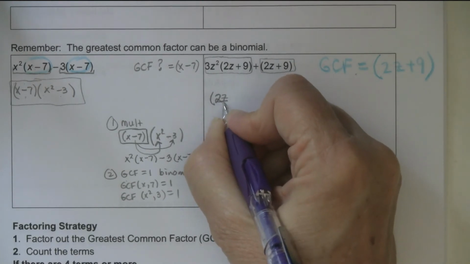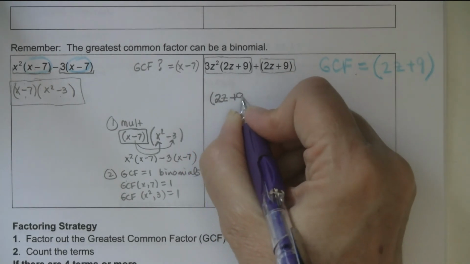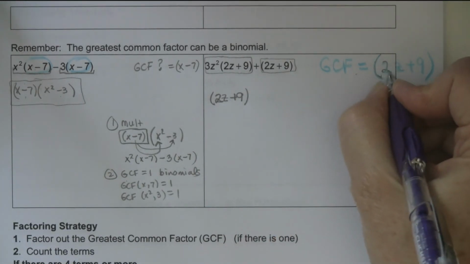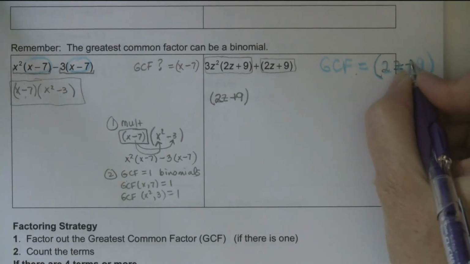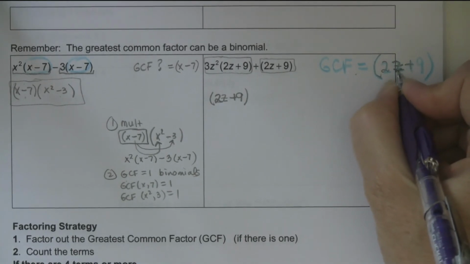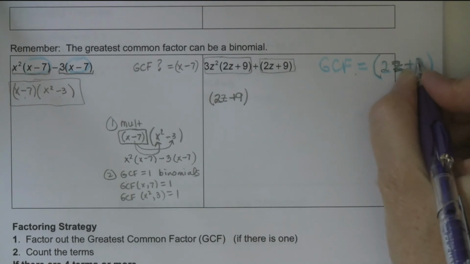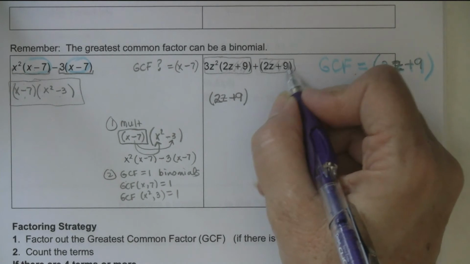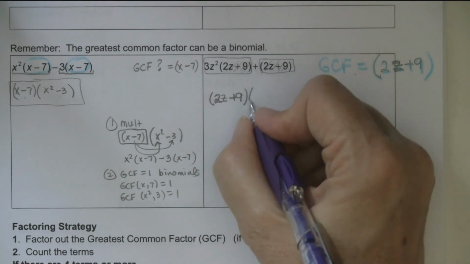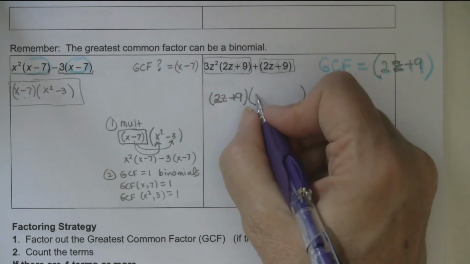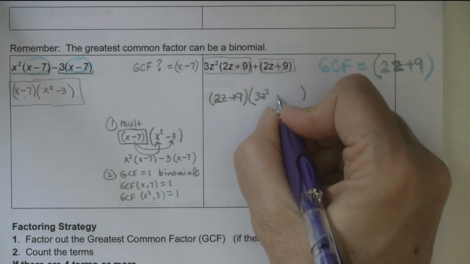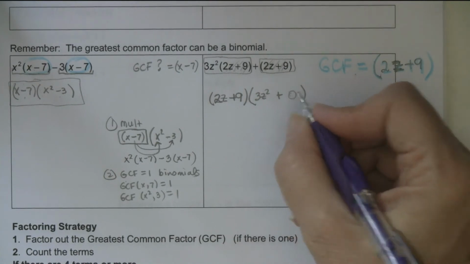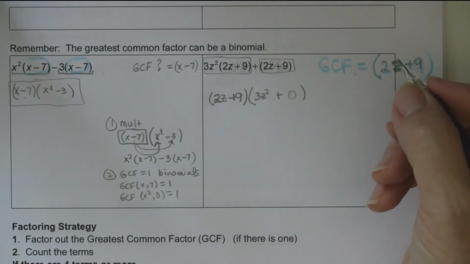So this is 2, I'm going to write my 2 like that, z plus 9. There's my greatest common factor, 2z plus 9, out in the front, and this was my z plus 9. And I'm removing it, right? I'm pulling it off of those pieces. And what do I have left here? I have 3z squared plus, and then you might say 0. And that's a common boo-boo to put 0 there or to put nothing.